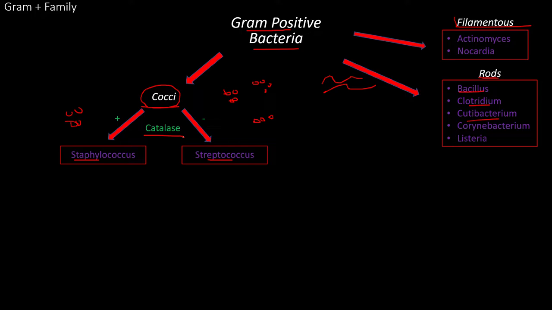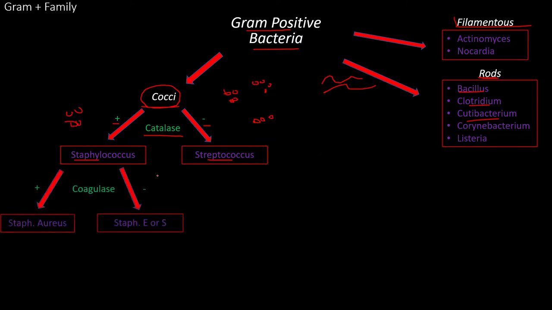Classification-wise, you use the catalase test. And the catalase test shows that Staphylococci are all positive for catalase, Streptococci are all negative for catalase. Okay? Catalase is the enzyme that turns hydrogen peroxide into oxygen. So basically, when you pour hydrogen peroxide into the solutions, Staphylococci will show bubbles forming. The bubbles are the oxygen bubbles. Streptococci will have nothing forming at all. It's just clear fluid. Okay? That's the catalase test.